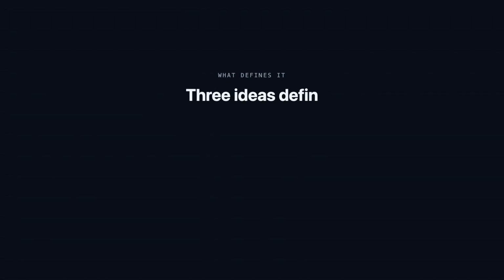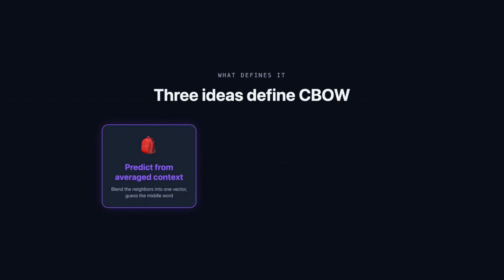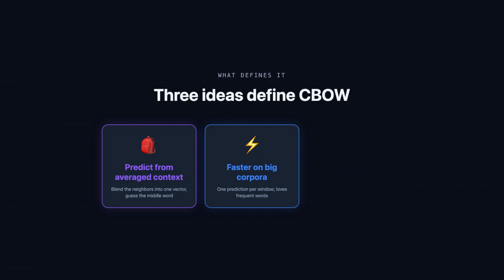Strip it all back, and 3 ideas define CBOW. It predicts a target word from average context. Hand it the neighbors, blend them into one vector, and it guesses the word in the middle. That fill-in-the-blank task is the entire training objective, and the embeddings simply fall out as a happy side effect. It's faster than skipgram on large corpora because it squeezes a whole window of context into a single prediction. Each training step does less work, and it makes excellent use of frequent words, so it really shines when you have a big pile of text to learn from.